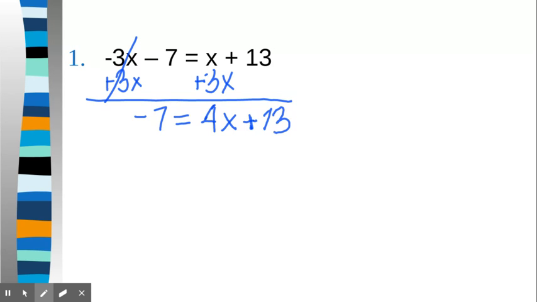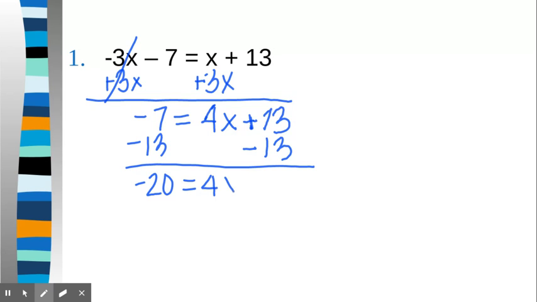Okay. So now this should look like our multi-step process. We have x's now only on the right side. So we'll move the 13. We'll subtract 13. Be careful with your negatives. I now have a negative 20 equals 4x. 4x again is multiplication, so we will divide. And that leaves me with a negative 5 for x.